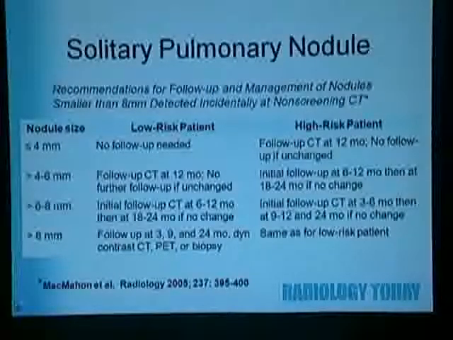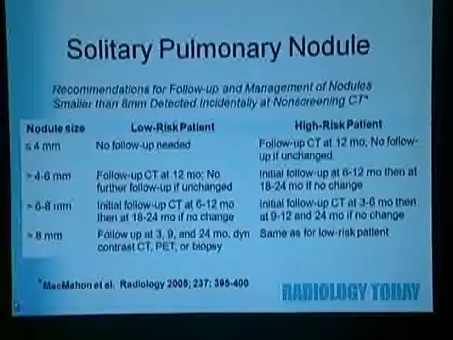And this is segmented into low-risk or high-risk patients. And you may ask, well, what's a high-risk patient? Well, a high-risk patient would be defined as somebody who's a smoker or has a history of a primary malignancy. And typically their follow-up intervals are going to be shorter. But the goal here is to establish 2 years of stability and therefore presumed benignity.